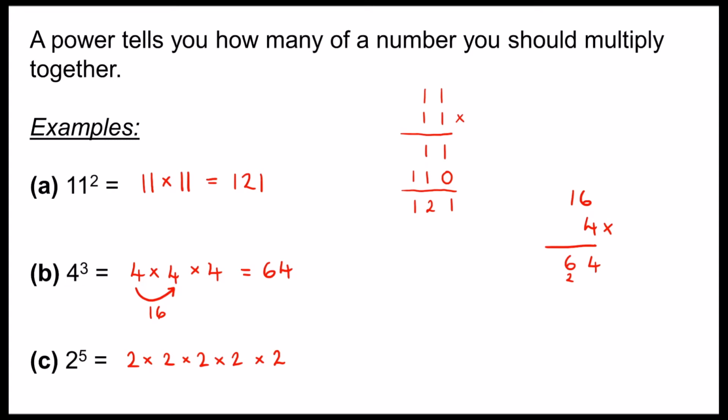Again, I can do this in stages. I know that 2 times 2 is 4. I know that that 4 times another 2 would give me 8. 8 times 2 is 16. And lastly, 16 times 2 gives me 32. So my answer for 2 to the power of 5 is 32.